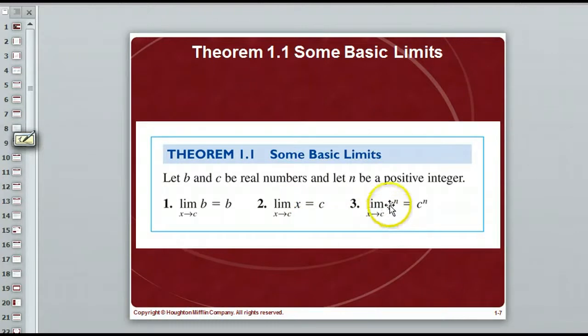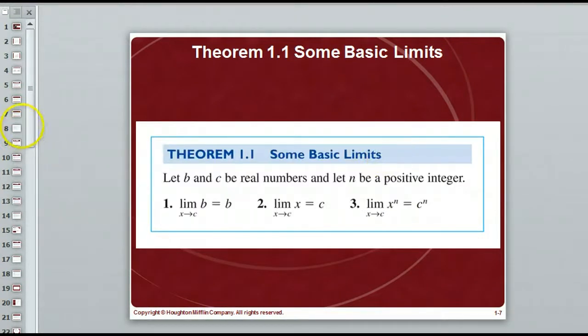This one is a polynomial. Take the c and plug it in there, you're going to get c to the n. My language is funny today, sorry. So this is just direct substitution. All of these that I'm going to show you just come from direct substitution.